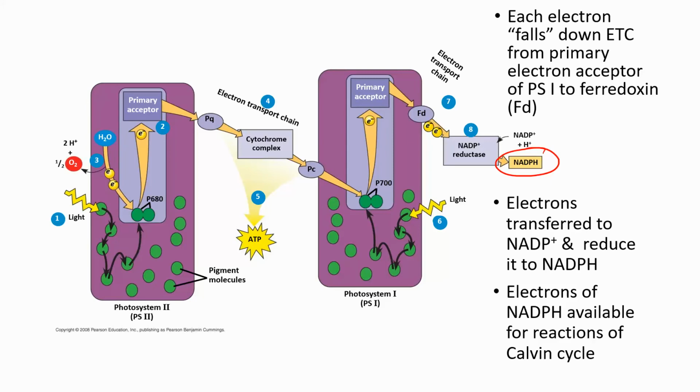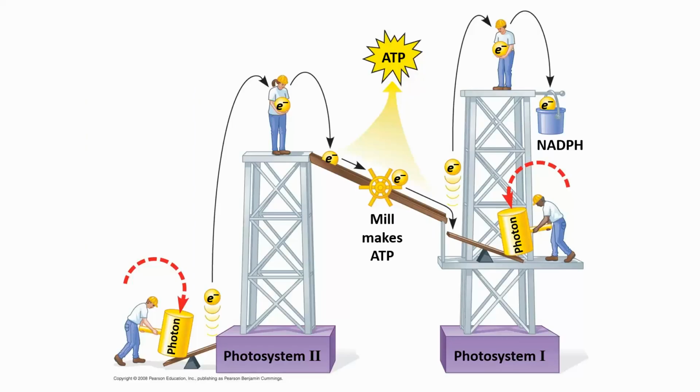You do not need to know the names of any of the molecules in the electron transport chain, either between photosystem 2 and photosystem 1, or between photosystem 1 and NADP plus reductase, which is the molecule that makes NADPH. You don't even need to know the name of that. Most important thing would be to recognize, hey, it's got ASE at the end. It's got to be an enzyme.